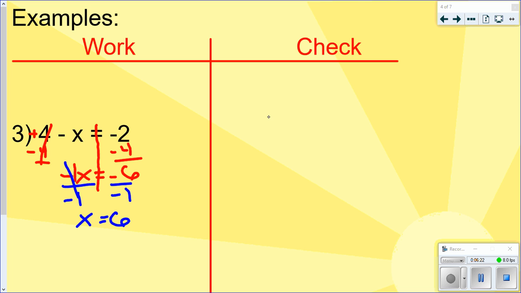So let's plug it in and check it. So we have 4 minus 6. 4 minus 6 is -2. So x equals 6 is the correct answer.